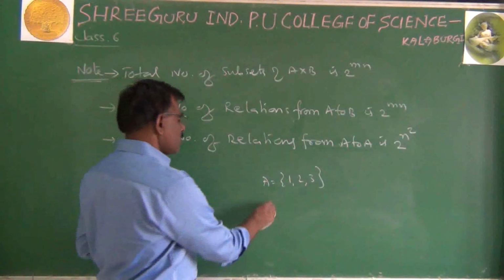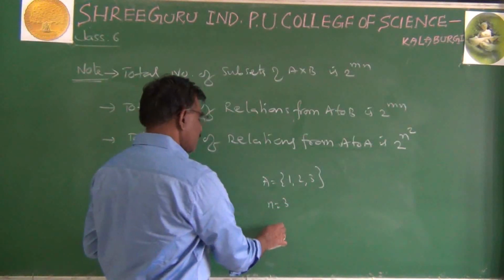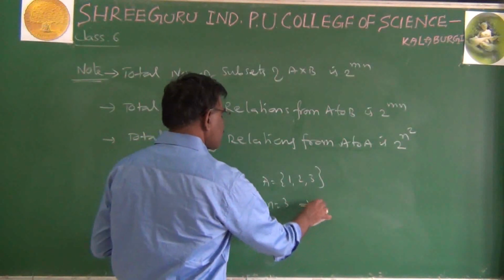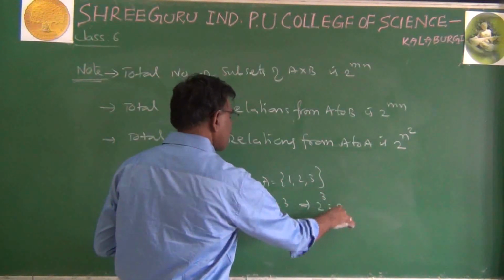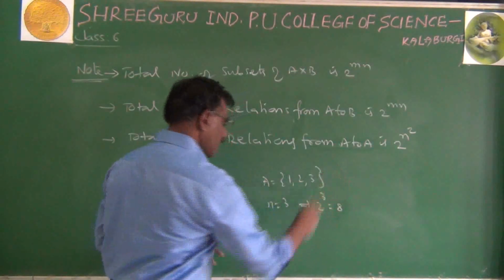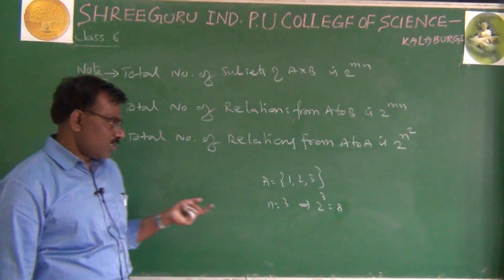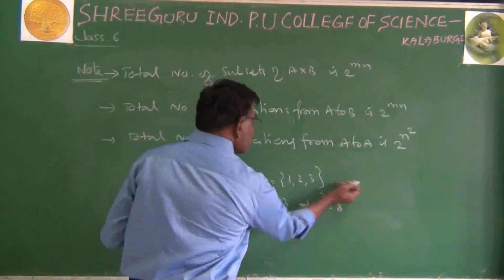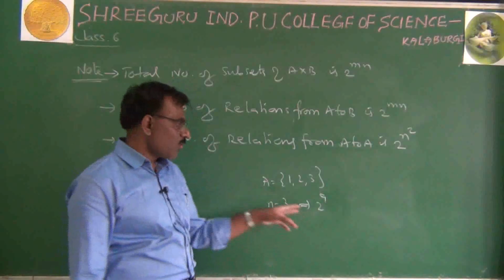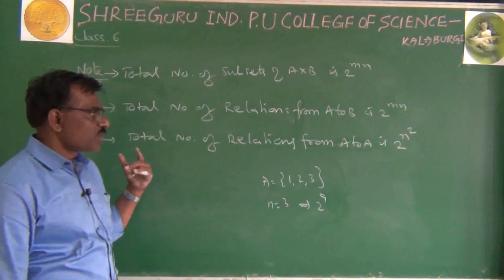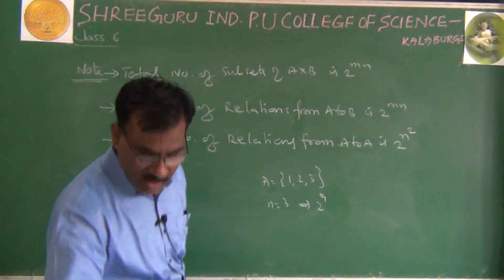So what is n here? n is 3. So what is the total number of relations? 2 to the power 2... is 2 to the power 3? So what is the answer, 8? No. n is 3, so n square means it is 9. So 2 to the power 9 is the number of relations from set A to set A.